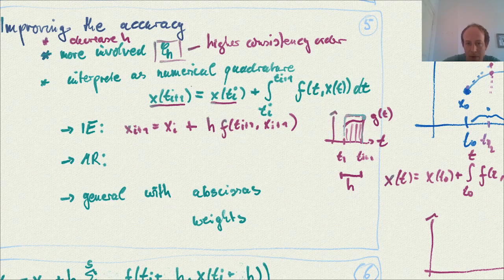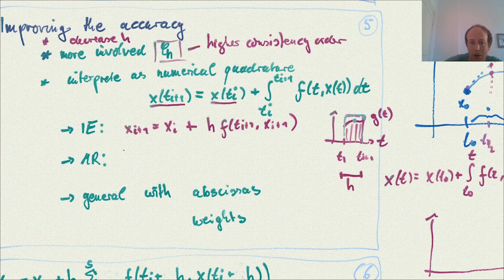If you remember numerical quadrature, there are of course much better solutions to quadrature than just taking one value. One is, for example, the midpoint rule. You know that if you take this value here, then you have a second order approximation quality.